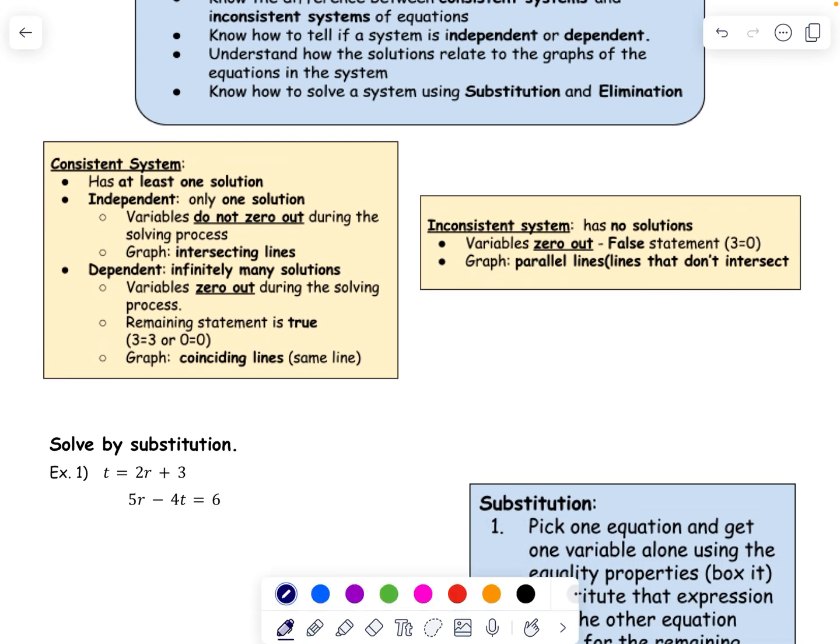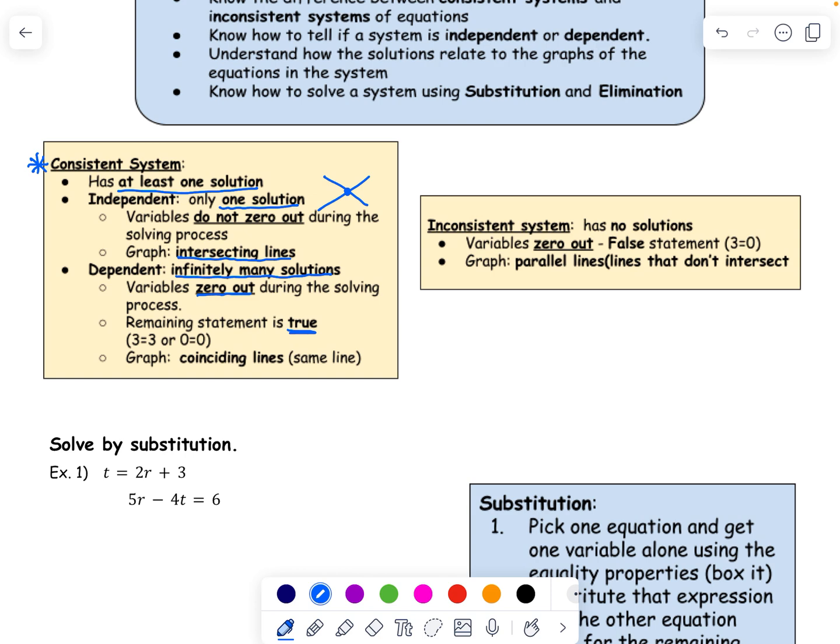elimination. Okay, so the first things we want to talk about are consistent systems, and consistent systems have at least one solution. So basically they could have one solution, and that's if the variables don't zero out, and those would be intersecting lines like this, intersecting lines to make one point. Or they could have the variables zero out, and then they could have infinitely many solutions. And when the variables zero out, that means there's no more variables, so you have a true or false statement.